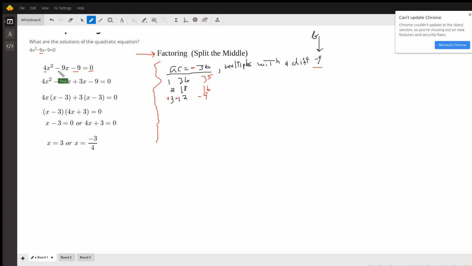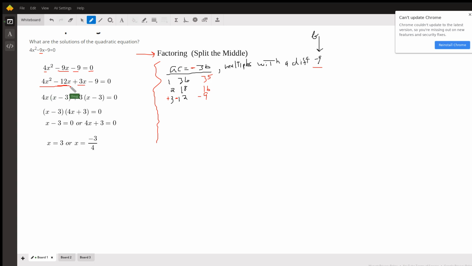And here's what we mean by split the middle. This negative 9x we're going to separate into two terms, negative 12x and a plus 3x. The order doesn't matter. It's usually easier if you put the plus sign second. I won't comment right now on why that's true. And then we do factoring by grouping.